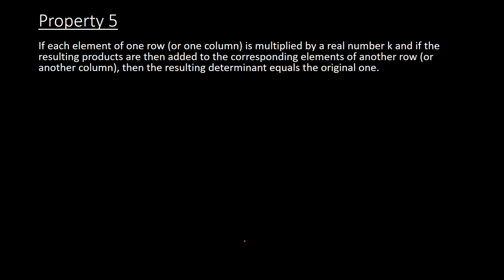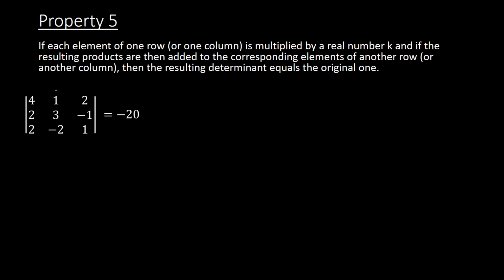Property 5 says if each element of one row or column is multiplied by a real number k, and if the resulting products are then added to the corresponding elements of another row or column, then the resulting determinant equals the original one. Now that is a lot of words and it's kind of difficult to understand. So let me walk you through with an example of how this fifth property works.